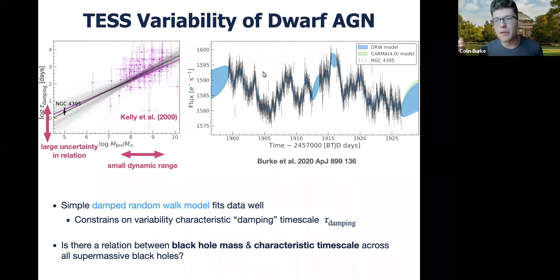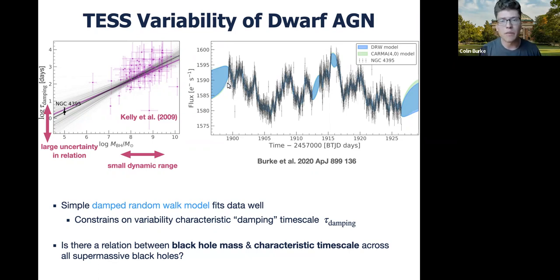But what you see is some stochastic variability, which, it turns out, is not new. We know AGNs have stochastic variability. So it's not like a supernova light curve where you have a very well-defined sort of behavior. AGN variability is stochastic. And one simple model people use to study the variability is called a damped random walk. That's the DRW model, which is shown in blue.